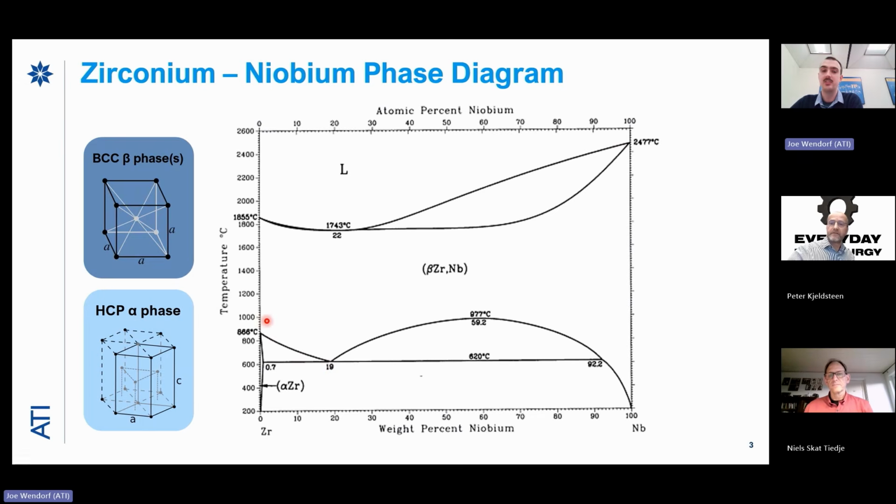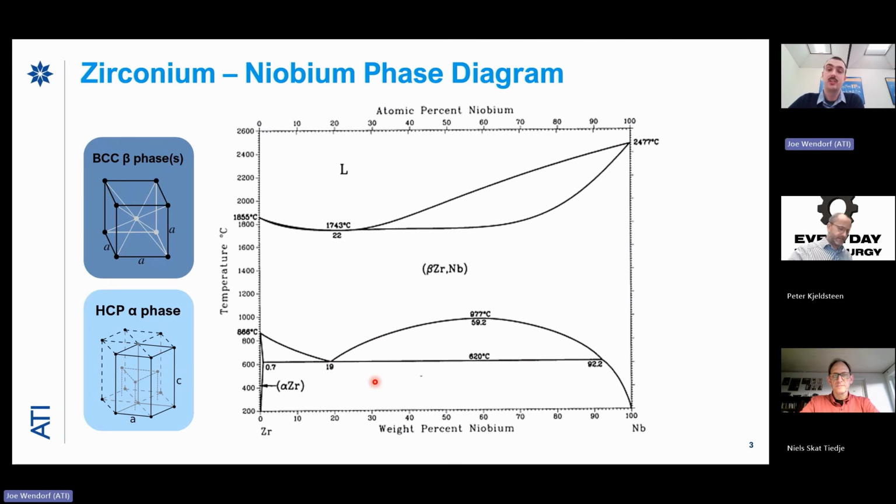It's not a slow, steady process. It's a sudden jump. And you can kind of think of it like three separate phases, where you have the alpha, the 20% niobium beta phase, and the 90% plus niobium beta phase, where there's this complicated pathway to get from the zirconium rich beta to the niobium rich beta.